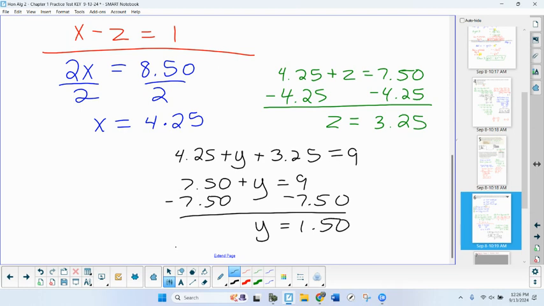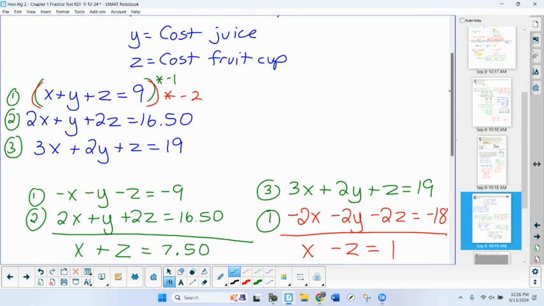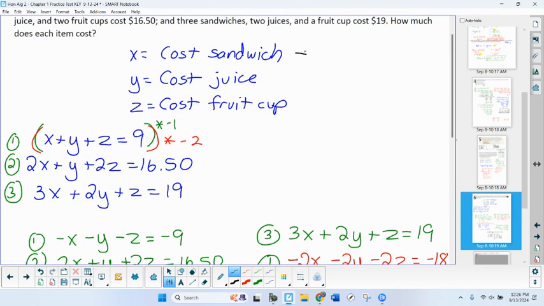So now, you're not going to write this one as a coordinate point. You're going to go back up and you're going to say a sandwich costs what? $4.25. A juice box costs $1.50.